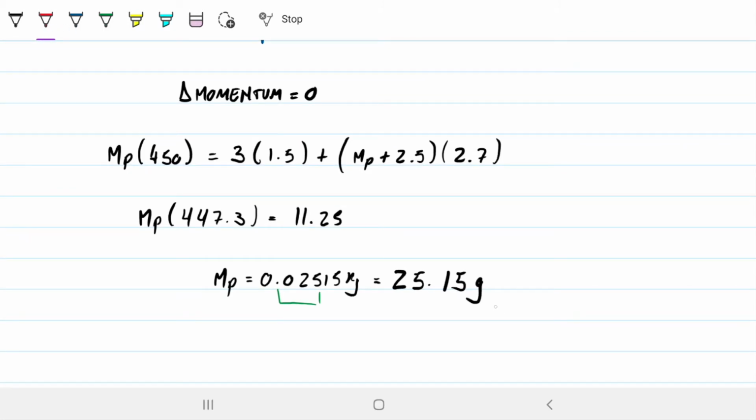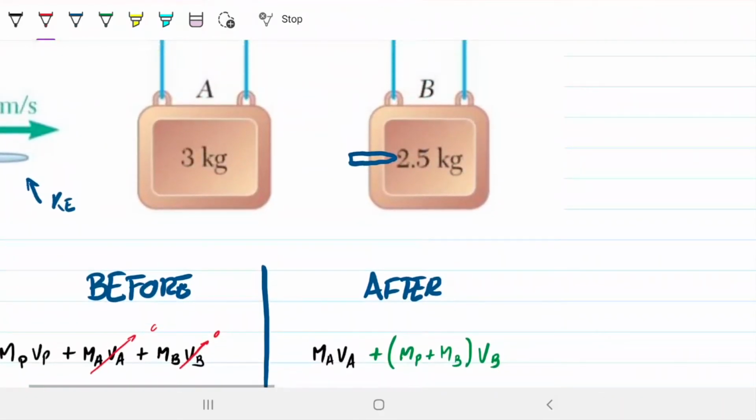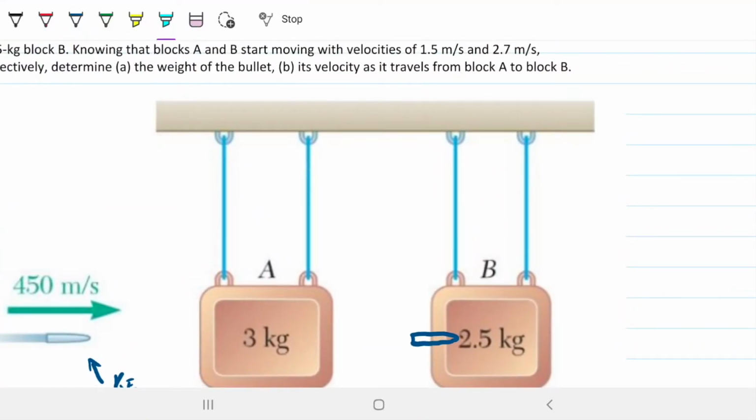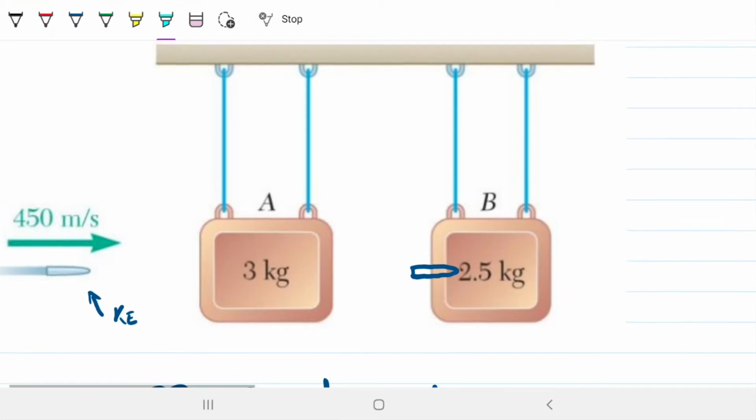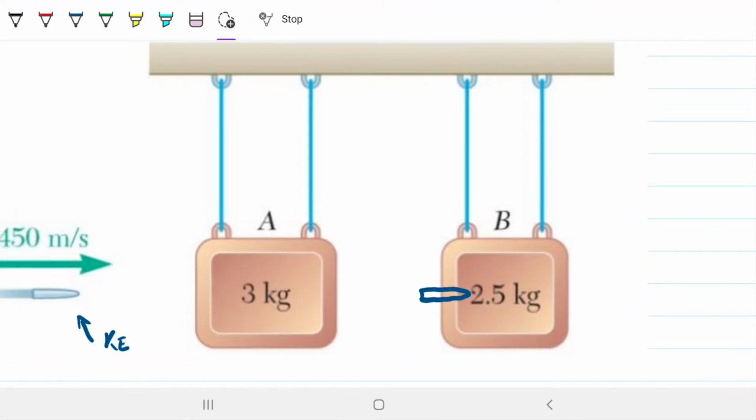Cool, so that's the mass of the bullet. Part A, done. Second part: what is the velocity of the bullet as it travels from A to B? So now what we want to do is take a different snapshot, a different picture. We want to see the situation when the bullet is here.